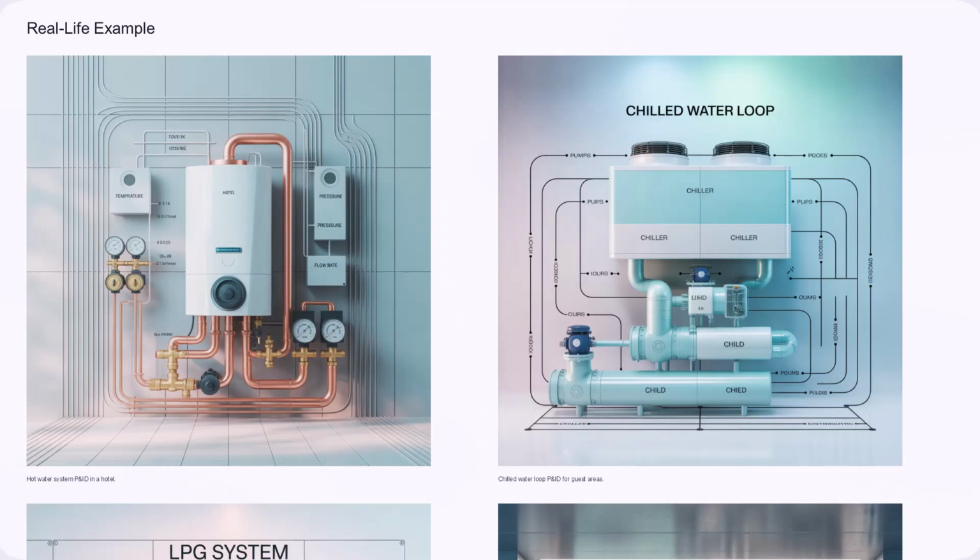Real-life example. Let's now review a real-life example. A hot water system P&ID in a hotel shows pumps, valves, and safety devices working together. A chilled water loop diagram shows how cooling is distributed to guest areas. An LPG supply and control P&ID highlights gas safety and distribution.